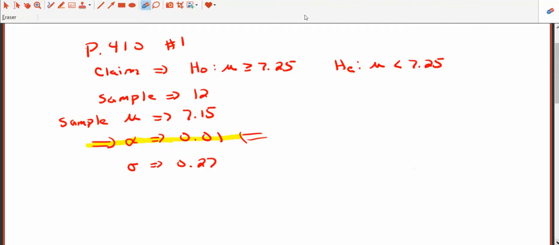Okay, and then we go on to have a random sample of 12 hat sizes that has a mean of 7.15 at the significance level of 0.01 or 1%. Can you reject the company's claim? Assume the population is normally distributed and the population standard deviation is 0.27.